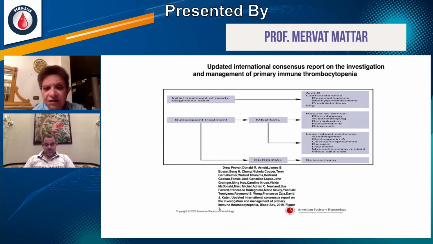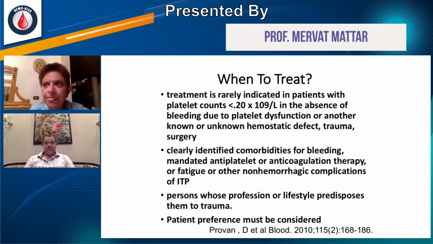Now, as you can see, this is how the newer guidelines look. I'm going to concentrate on first-line treatment and see if this can be applicable in Egypt. When to treat? Treatment is rarely indicated if patients have platelet counts around 20,000 or more in the absence of bleeding. They have to be bleeding because the count is low, or because of platelet dysfunction, or because of another known or unknown hemostatic defect, maybe trauma or surgery.